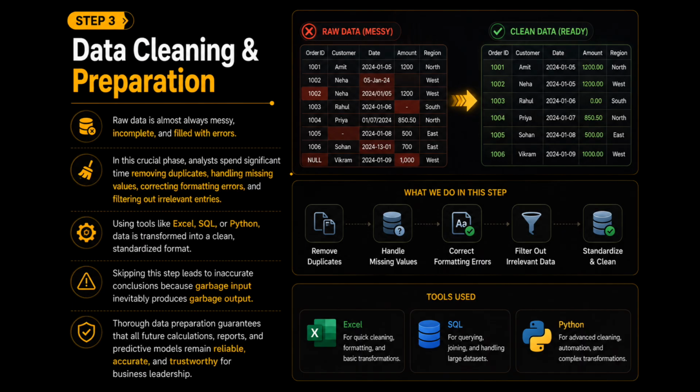Step 3 is data cleaning and preparation, the most crucial phase in the entire life cycle. Raw data is almost always messy, incomplete, and filled with errors like missing values, duplicates, or wrong date formats. Here, using tools like Excel, SQL, or Python, we clean and standardize everything.